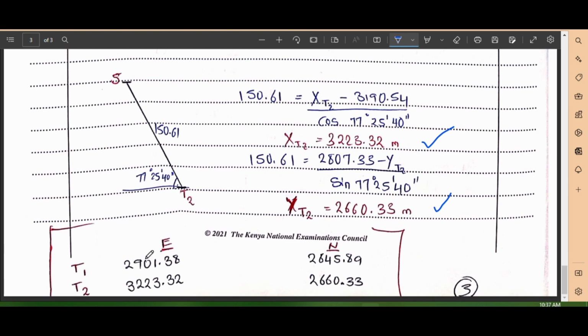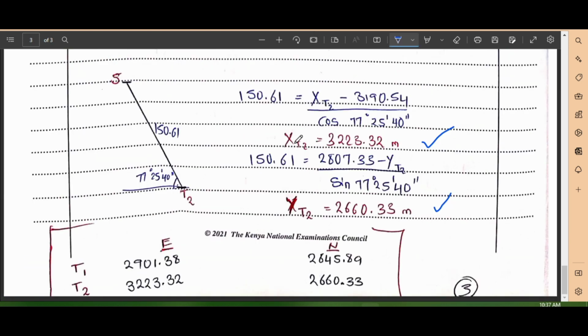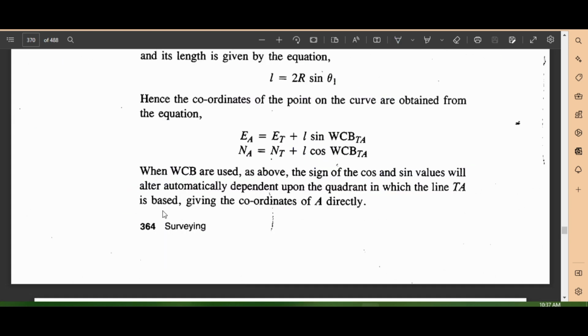I've gone ahead and drawn a table there. I've written the coordinates for the easting and the northing. Depending on how you are taught, it's different. So we have answered the coordinates for T1 and T2, both for northing and for eastings.